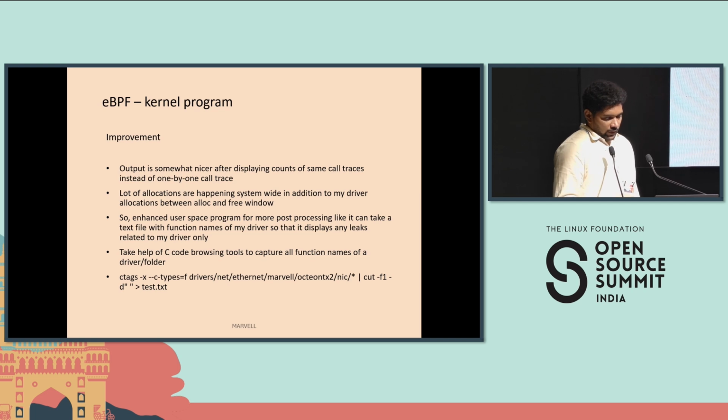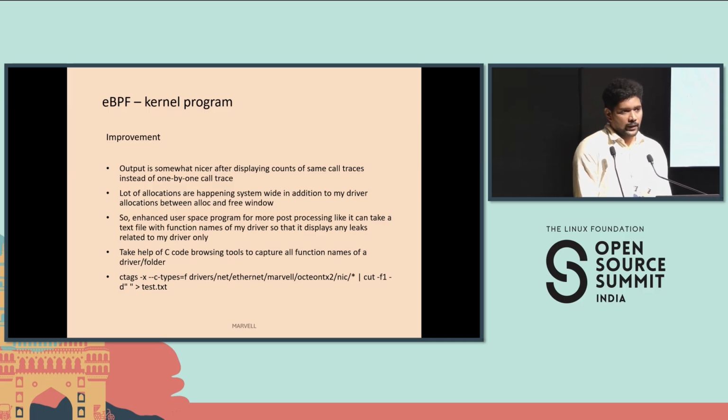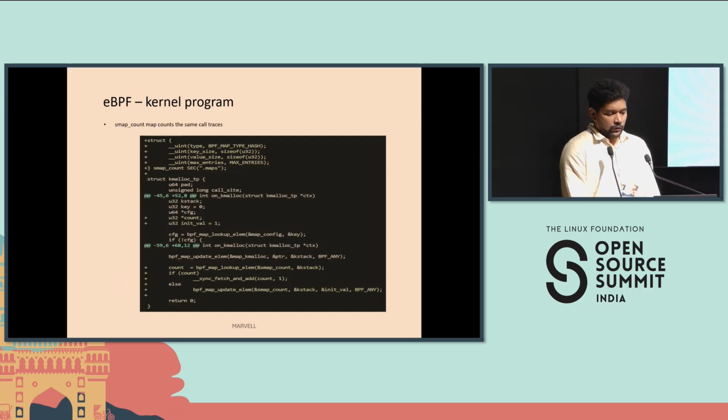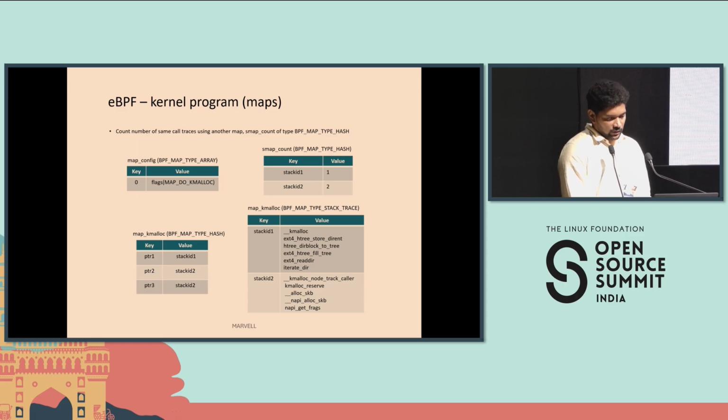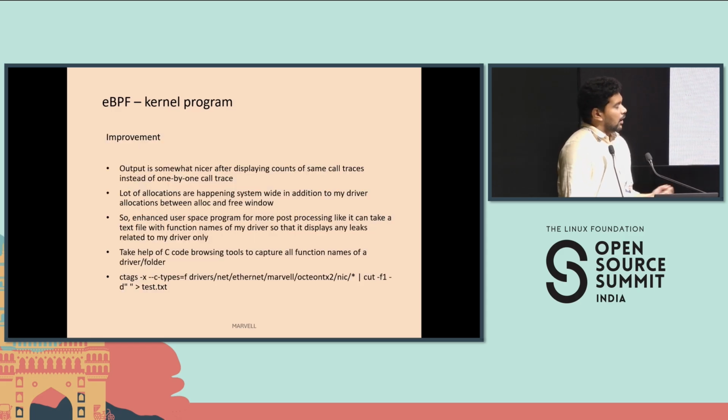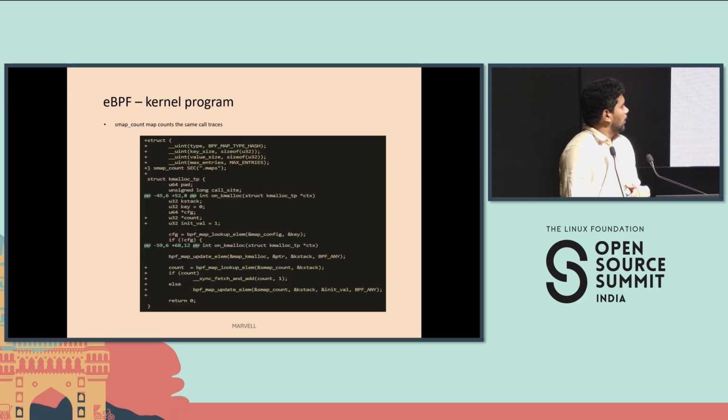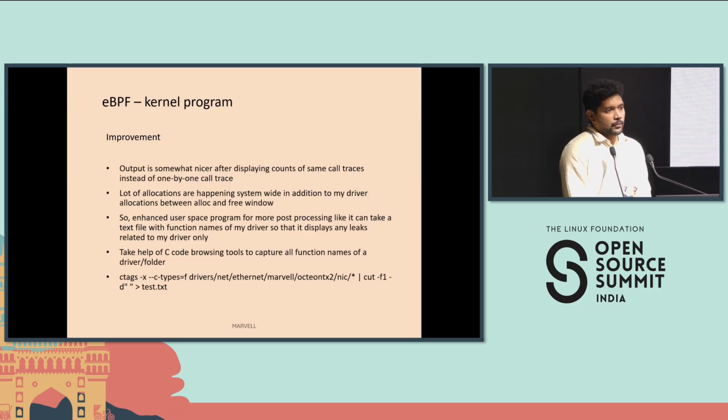This is a user space improvement. If you see, there is a window between the system alloc command and the system free command, and there are a lot of memory allocations happening inside the kernel in this window. Those are also getting added to my map and showing in my output, which I didn't like. So I improved this user space program to search for only function names of my driver.